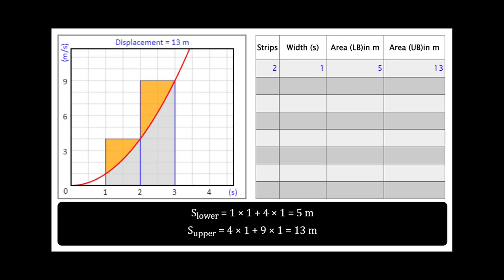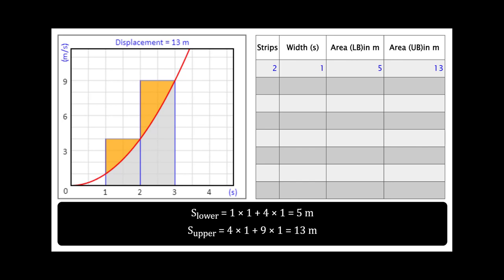Alternately, if the velocity at the end of the interval is considered as the velocity for the entire interval, this calculation gives us 4 meters for the first interval and 9 meters for the second interval, which sums up to 13 meters. In the graph, this is the area of the gray and the orange portions together. The heights of the rectangles are 4 meters per second and 9 meters per second, and the widths are 1 second each. This calculation is shown in the black area.